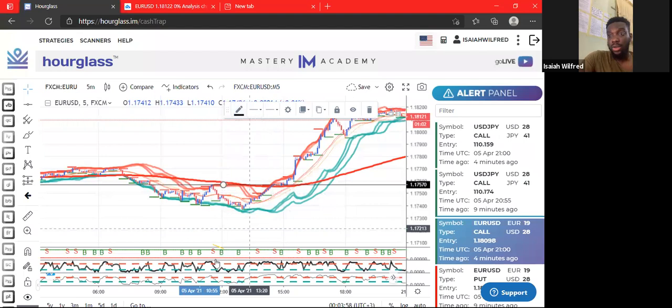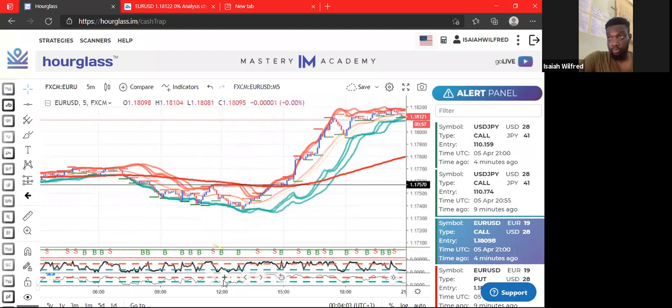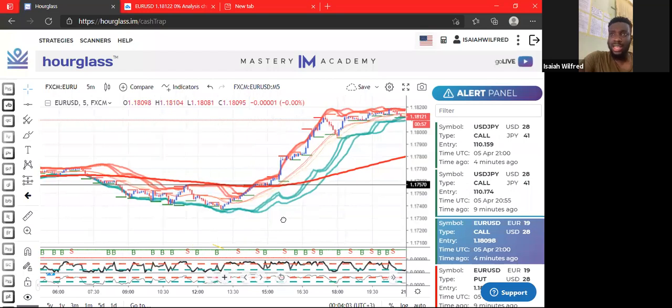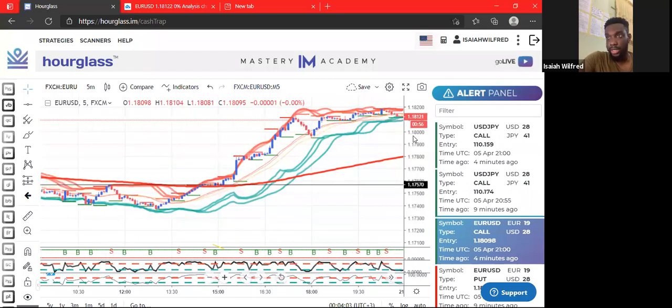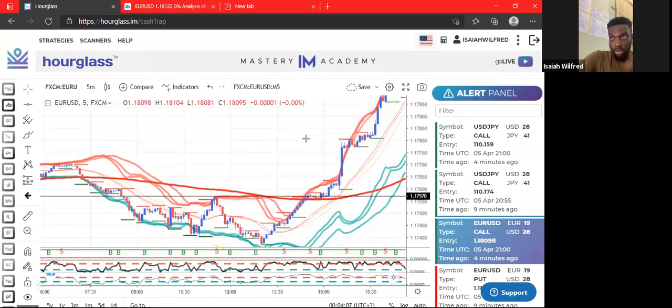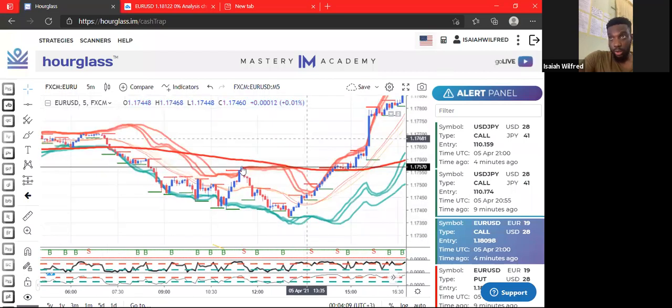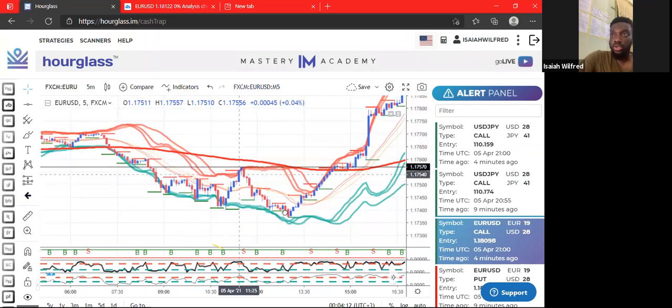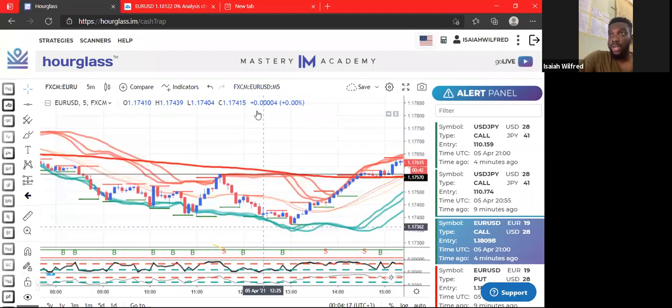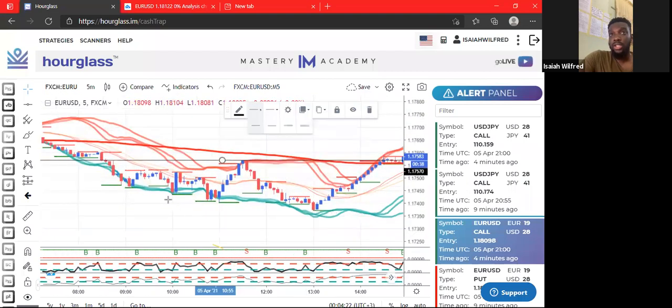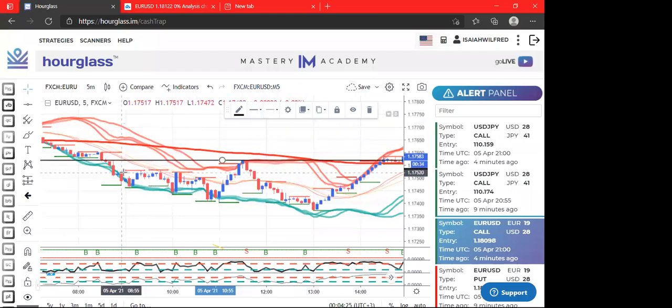When the market is consolidating, we only want to sell. We want to sell at the very top of the consolidating market. So at this point, this was the very top. I don't know if you guys can actually spot it. Let me just zoom in a bit. So at the very top here, this is where we should be looking for sells.